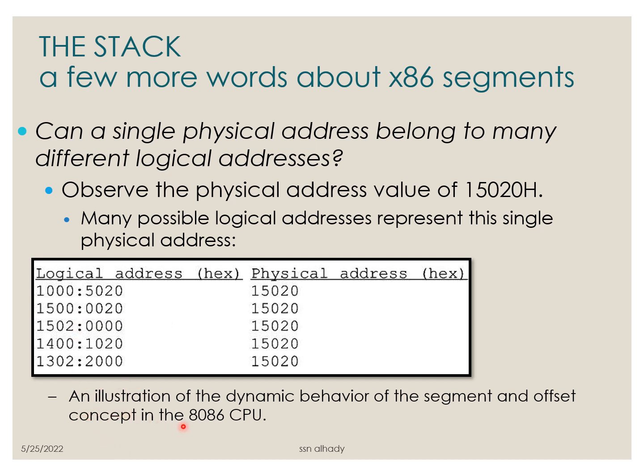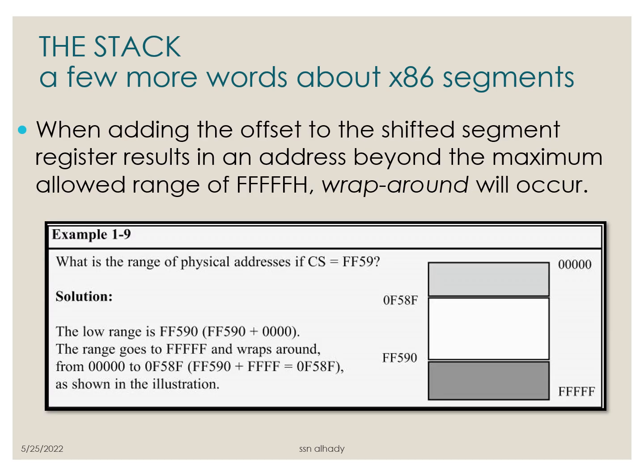So, an illustration of the dynamic behavior of the segment and offset concept in the 8086. When adding the offset to the shifted segment register results in an address beyond the maximum allowed range, okay, because you only can have up to FFFFF, what actually happens is a wrap around will occur. Okay, if you look here.